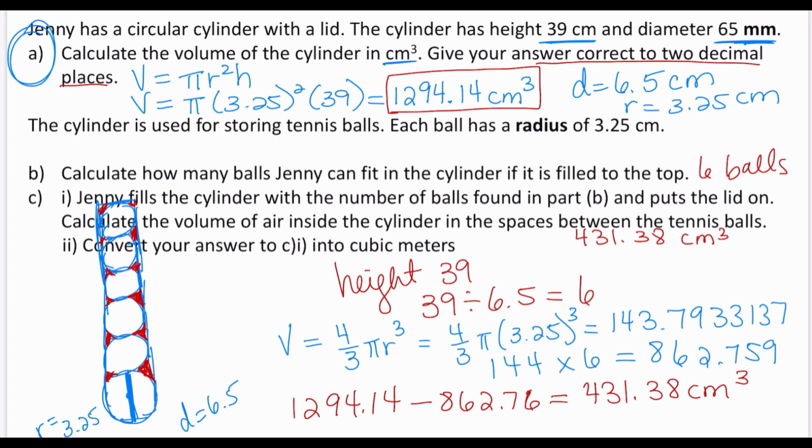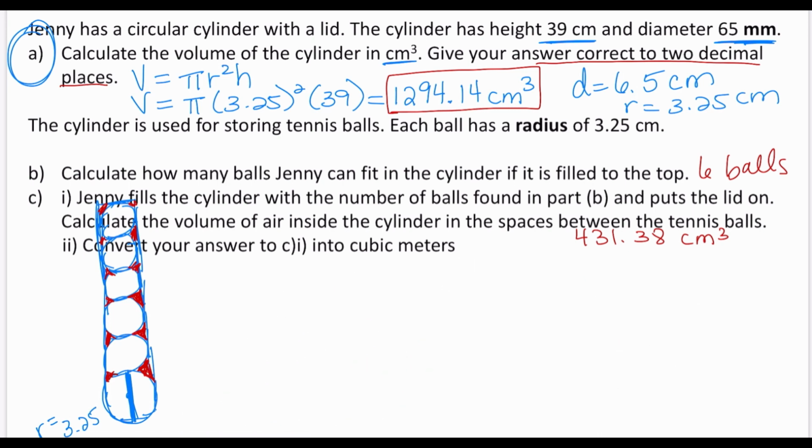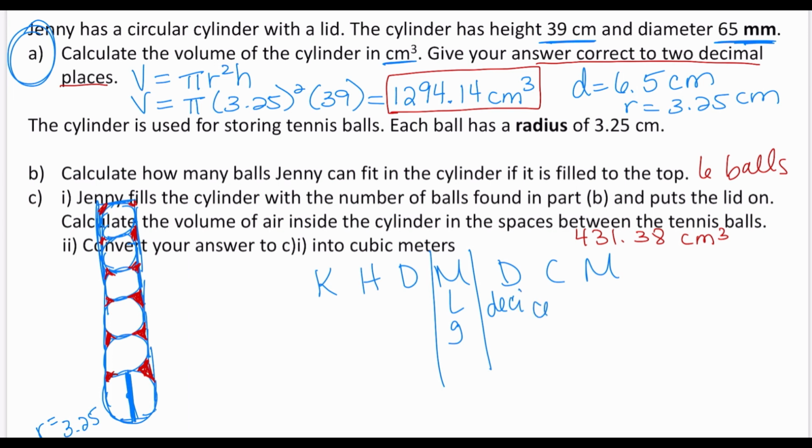Now, part 2 says that you want to convert your answer into cubic meters. So how am I going to convert this into cubic meters? I need a little bit of space. I'm going to erase what I have so far. In doing the conversions, King Henry died Monday drinking chocolate milk. This is our main unit: meter, liters, gram. We have deci, centi, milli, and we're going from centimeters to meters. So centimeters to meters, I have to go back 2 spaces. Basically, I have to divide by 100.